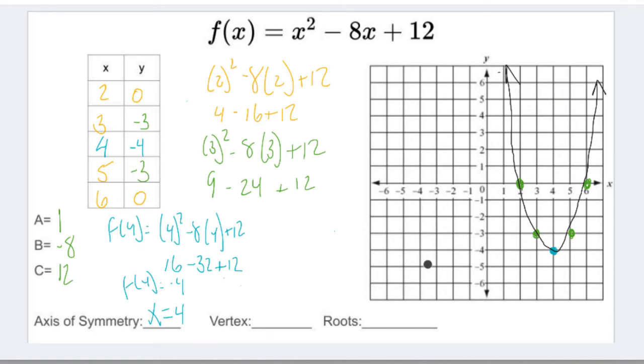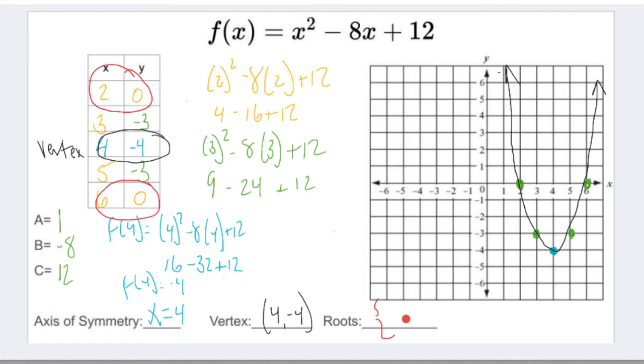So our vertex, that's our vertex. So we're at 4, negative 4. And our roots, that's where y equals 0. So our roots, this is a set, are at 2 and 6.